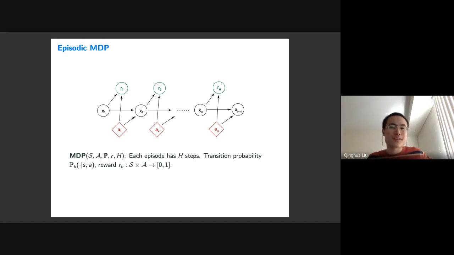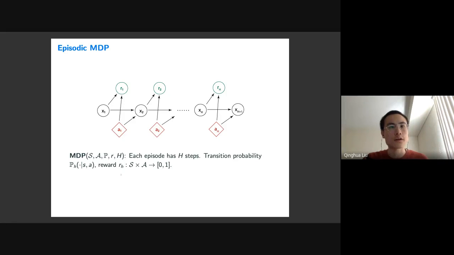We will adapt the standard setting of reinforcement learning. Specifically, we are going to work with the so-called episodic Markov decision process. And the results for the infinite horizon setting can follow similarly. Here, we have a state set S, an action set A, and a transition measure P, specifying the distribution of the next state conditioning on the current state action pair.